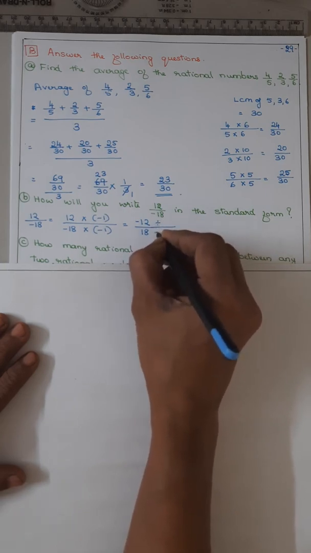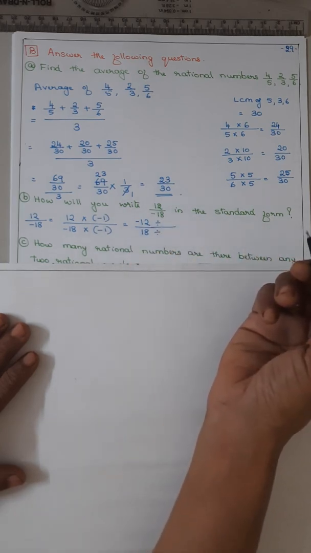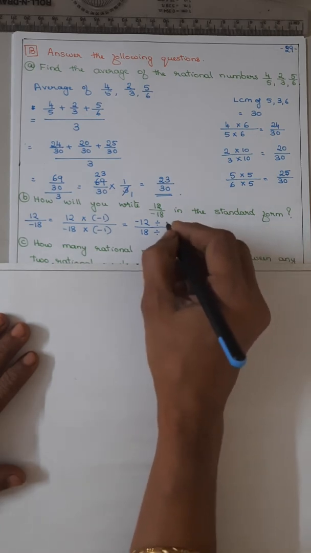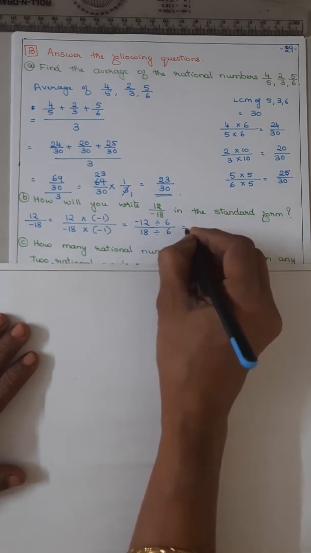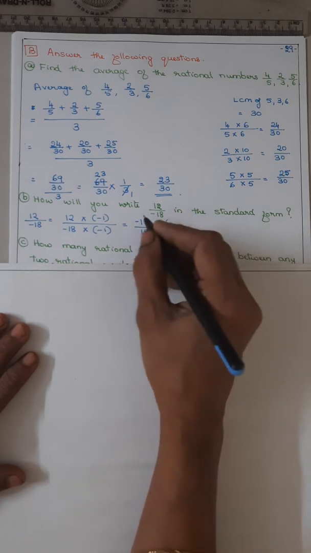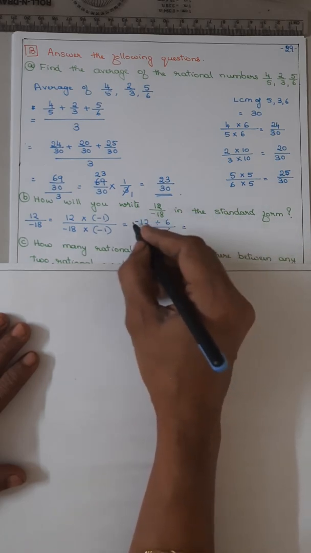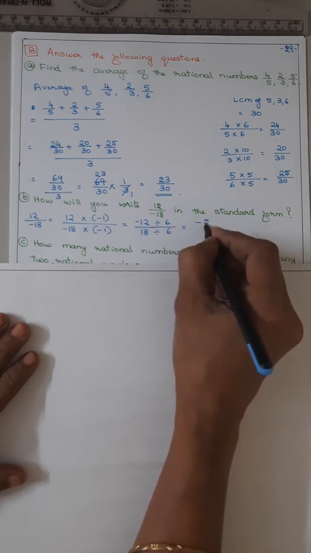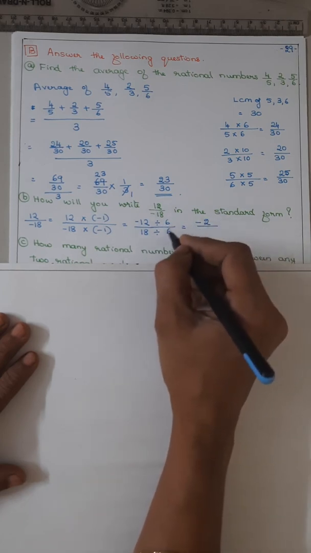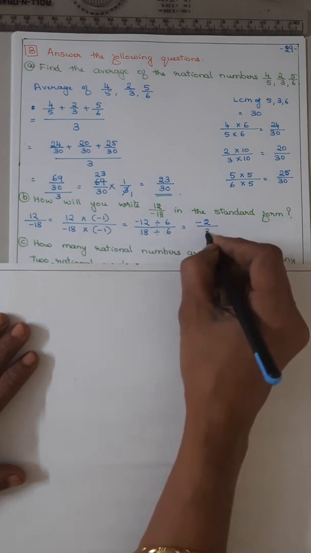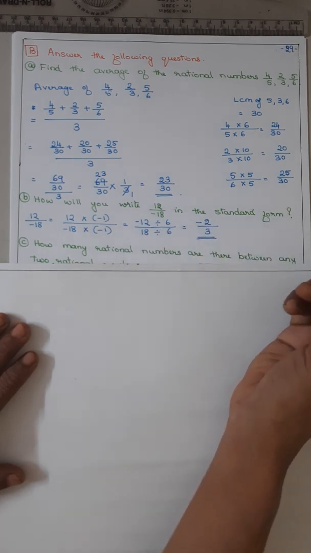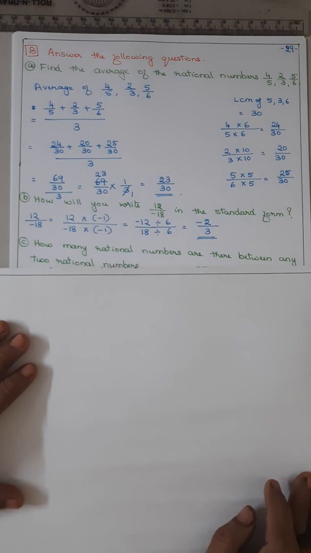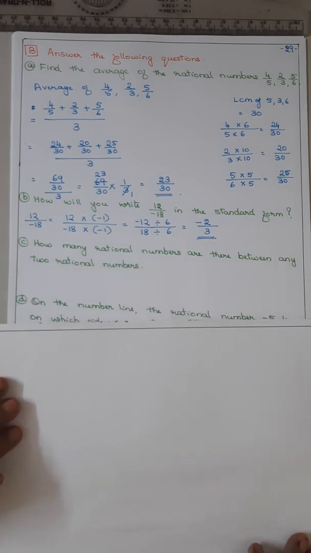So in which table will it come? 12 and 18, it is 6. So divide by 6. So 6 how much are 12? First the sign: minus, plus, minus. 6 2s are 12. And in the denominator, 6 how much are 18? 6 3s are 18. The answer is minus 2 by 3.